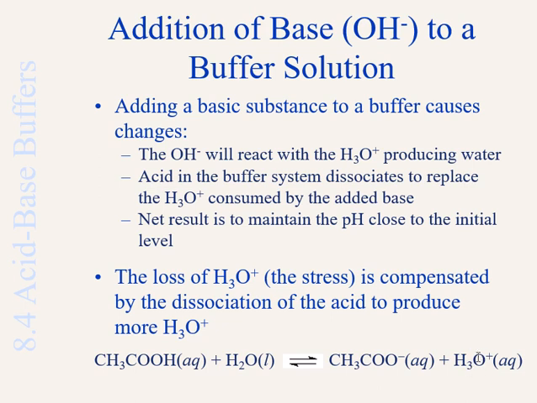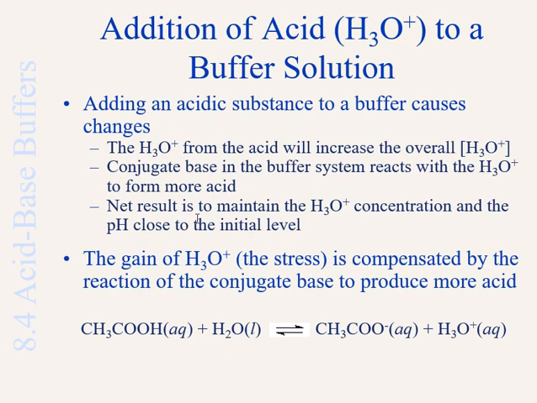Now that we are adding stress by removing H3O+, the equilibrium shifts to the right as acetic acid and water react to form CH3COO- and H3O+. So the H3O+, which was just removed by adding OH- and trying to increase the pH, that doesn't happen, because the equilibrium shifts to the right and more H3O+ is created that will keep the pH at the level that it was. So this is how a buffer works.